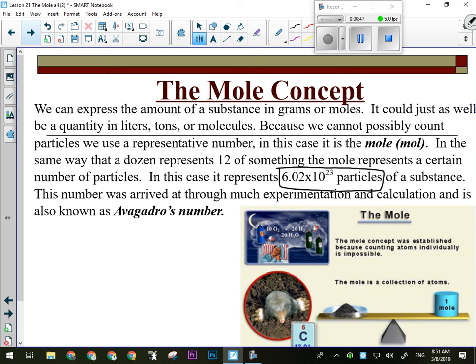If I have that many, 6.02 times 10 to the 23 atoms of sodium, it'll have a mass of 22.99 grams. So on all of our elements here, the atomic mass, or the molar mass, is that number in the top right-hand corner. That tells you the mass of 1 mole of that material. So why is it different for every element?